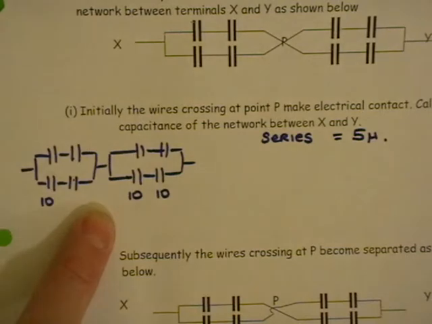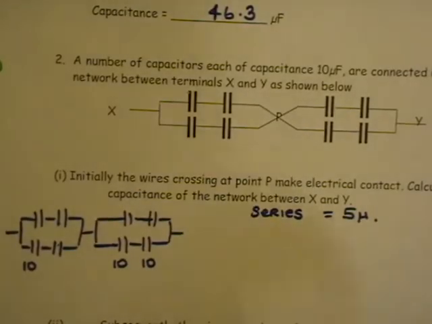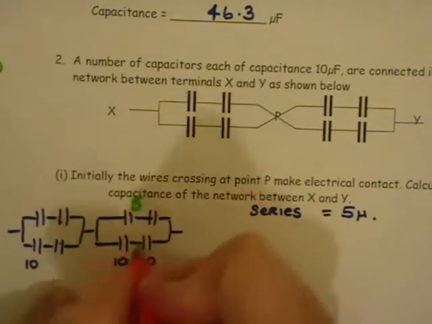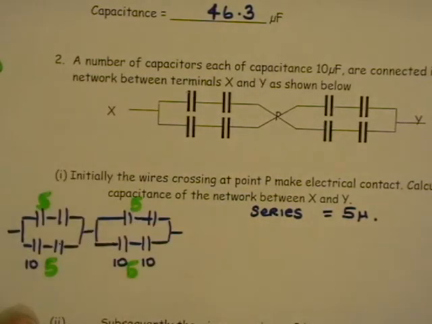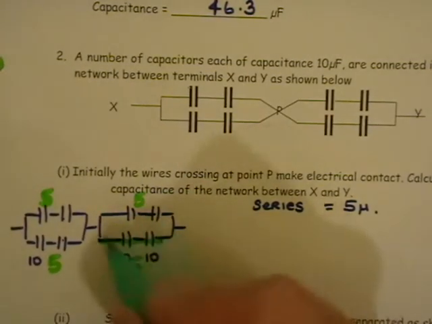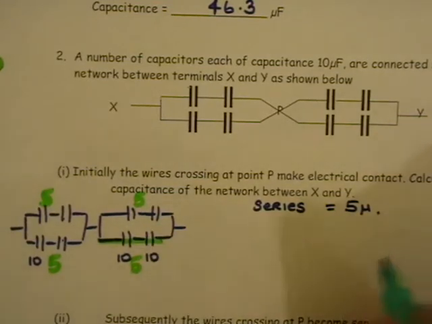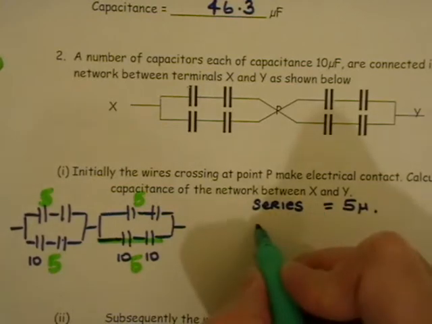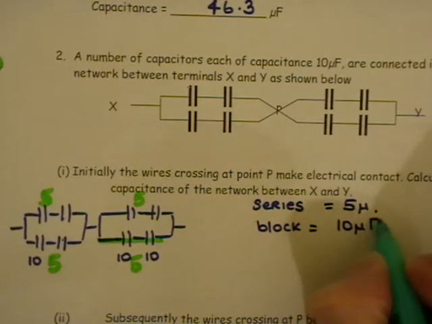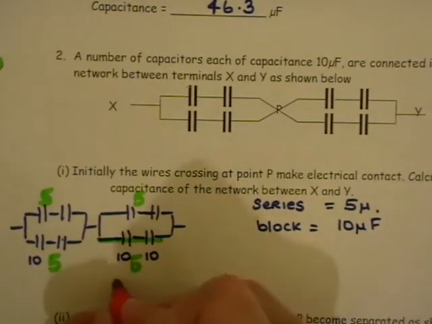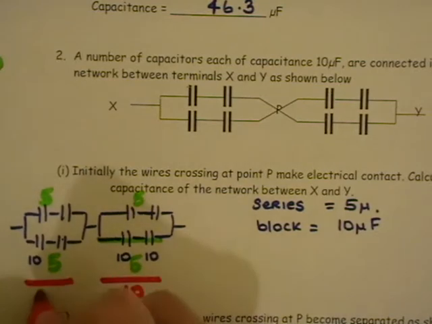So every single line here, I'll write that in green. Each line has got 5 microfarads in total, so that's a whole line right across. Now, we'll work with this parallel bit. Two sets of capacitors in parallel with each other. To get the total capacitance, you just add them. So each block is 5 plus 5, which gives you 10. I'll write that in red. So that whole block is 10, and that whole block is 10.